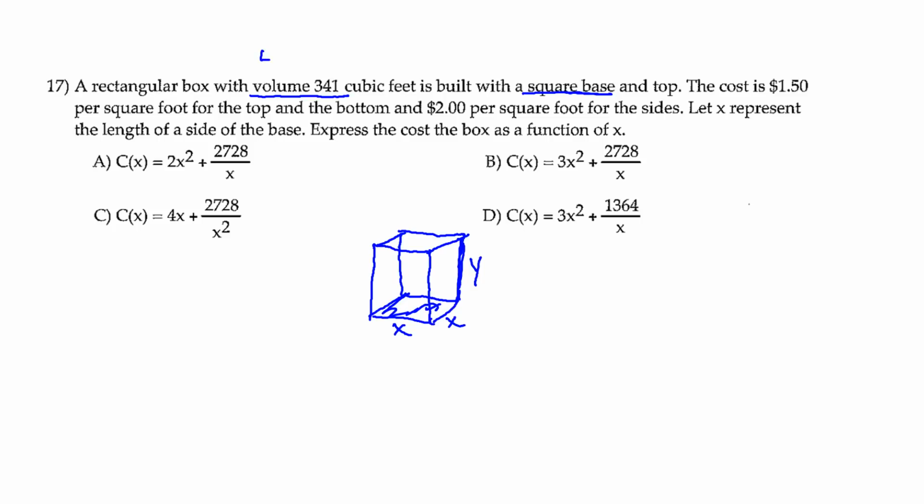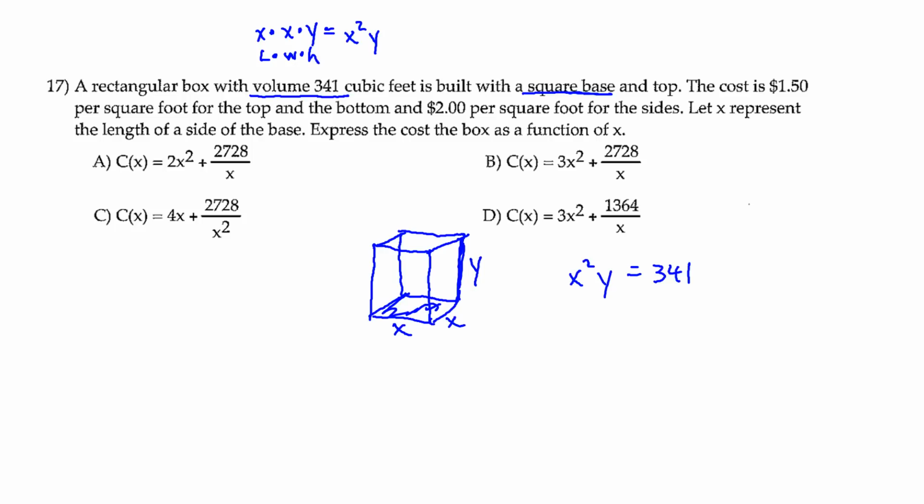Remember that volume is length times width times height. In this case, x times x times y. That's the same as saying x squared times y. So we know that the volume, x squared times y, is equal to 341.